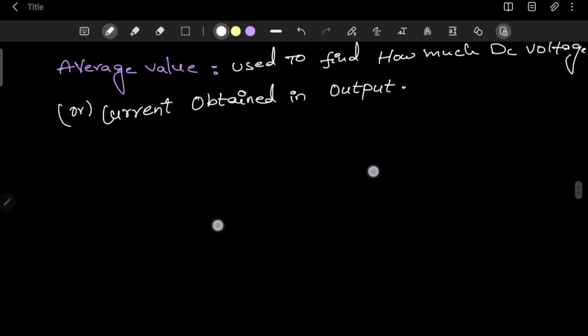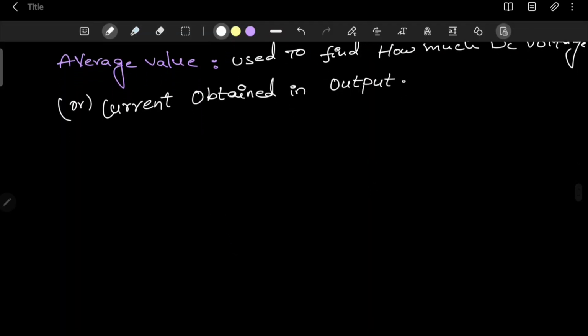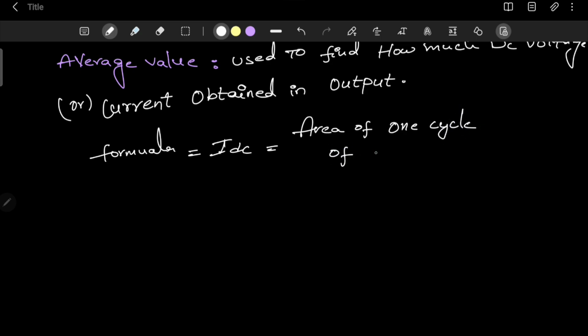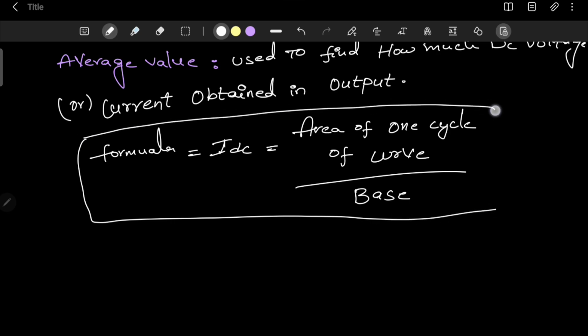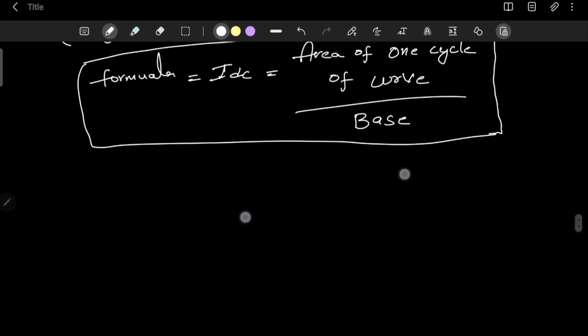Now we will do the derivation for the average value. The average value can be found by using the sum formula, and this average value is also called the DC value of the current and the DC value of the voltage. The formula is area of one cycle of the curve by base. By using this formula, we can find the average value of both the current and voltage.